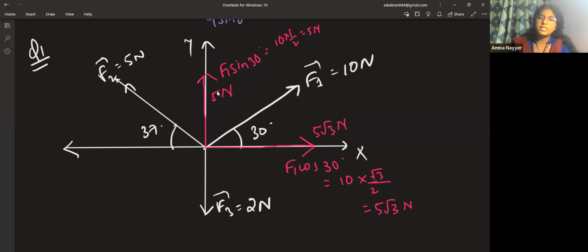We have both the components. Now the forces acting are 5 Newton and 5 root 3. Both of these are along the X and Y axis. So we have completed this. Coming to F2.